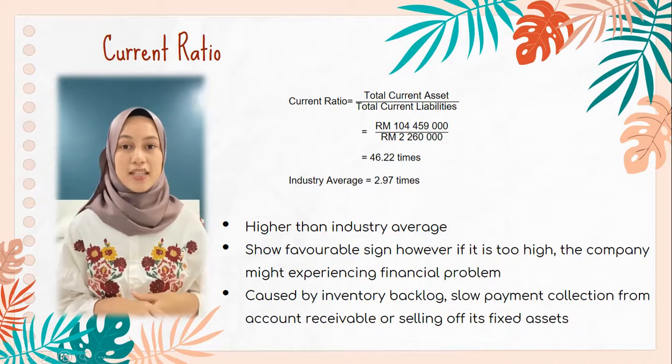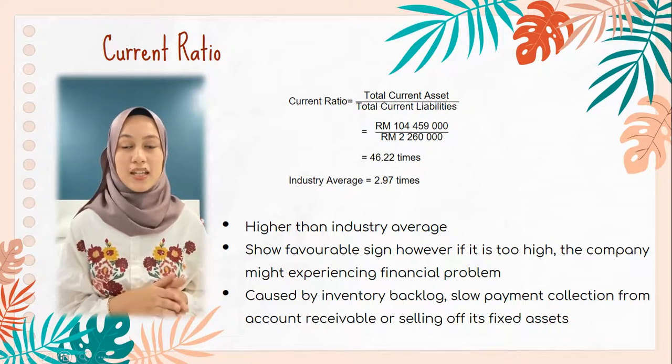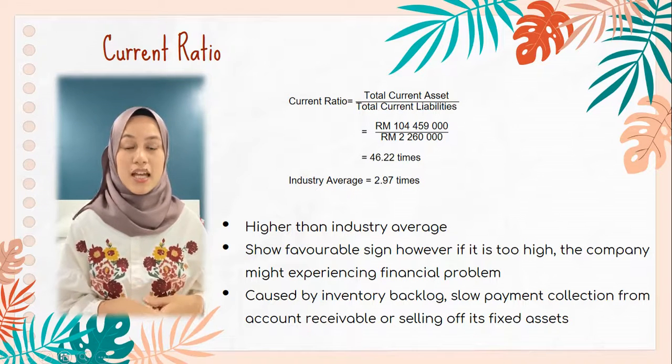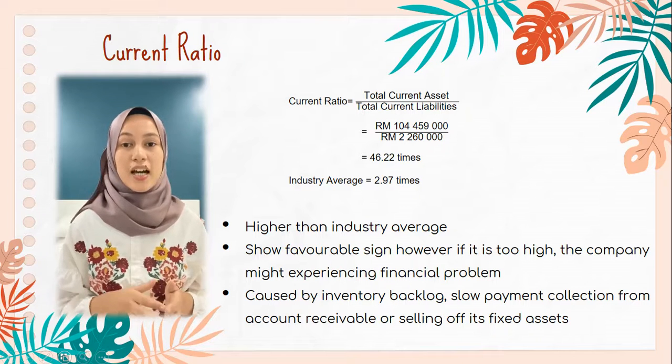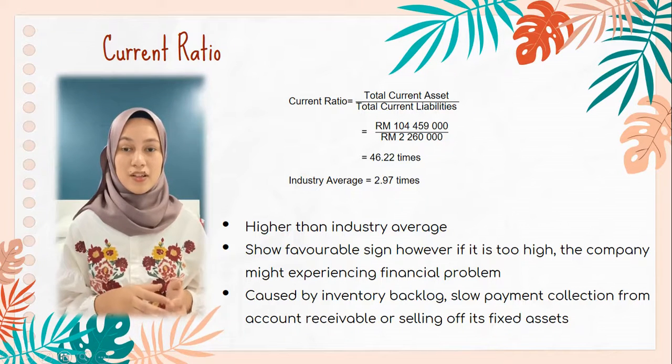In the year 2019, the current ratio for Hapseng Plantations Holding Berhad is 46.22 times, whereas the current ratio for industry average is 2.97 times. This has shown that Hapseng Plantations Holding Berhad has more than enough resources to meet its obligations as compared to the other companies in the same industry. Generally, a high current ratio indicates a favorable sign.